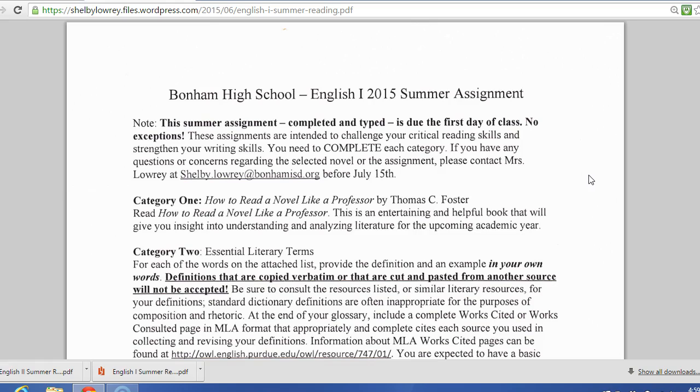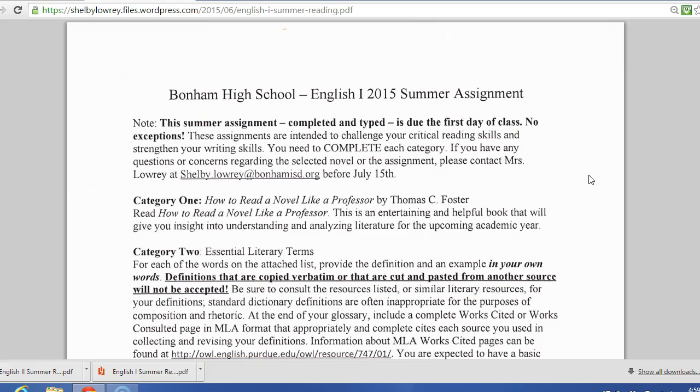So category 1, you will read How to Read a Novel Like a Professor by Thomas C. Foster. This book is really entertaining and very helpful. It is broken up by chapters and it will explain how to find symbols, how to find meaning in novels. For example, it has a chapter on going over the hero's journey and explaining the different characteristics found within.